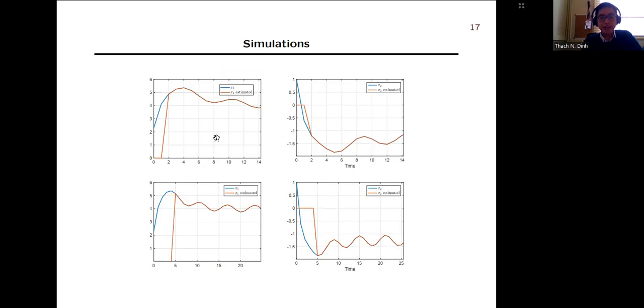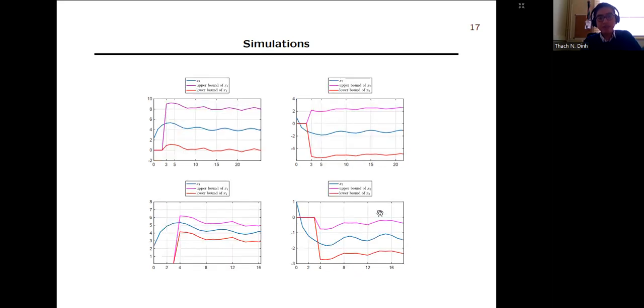Here I try some values of S. The first one is S equal to 2. You can see that we obtain the exact estimate after 2. And the second one I try with 5, and similarly we obtain a good simulation of the theoretical result.